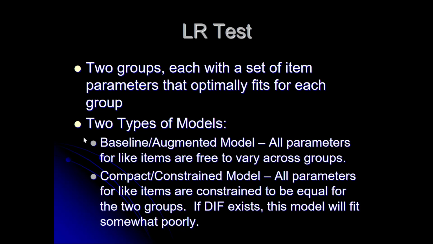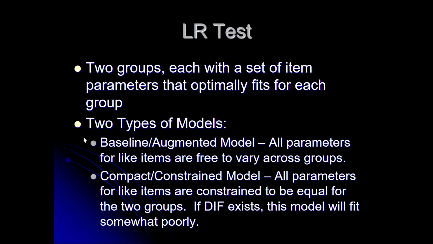And so for the augmented model or the baseline model, we're going to do that for both groups. We're going to estimate the items as though these are two completely independent data runs. We're going to get the fit for each group, and then we're just going to add the fit of those two groups together into one number, essentially. And it's called the baseline model because that's essentially what you would do if you fitted the model to the data for each group independently. And so all the parameters for like items are free to vary across groups.